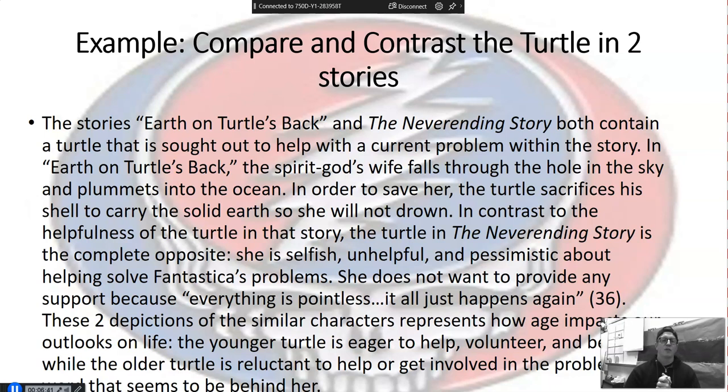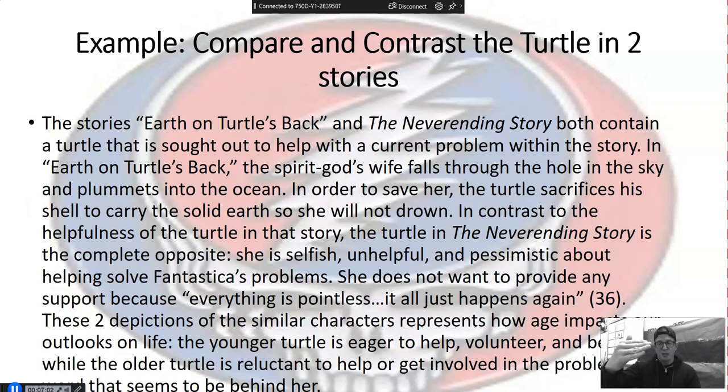These two depictions of the similar characters represent how age impacts our outlooks on life. The younger turtle is eager to help, volunteer, and be active, while the older turtle is reluctant to help, to get involved in the problems of the world and of a world that seems to be behind her.